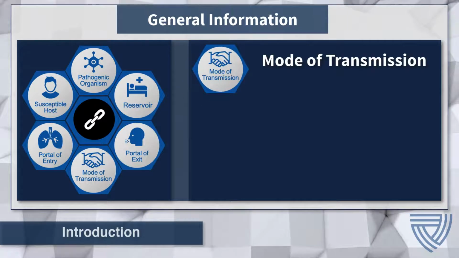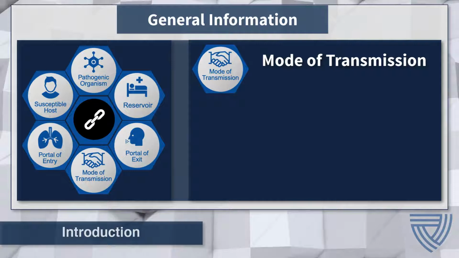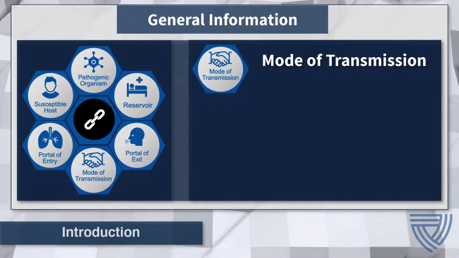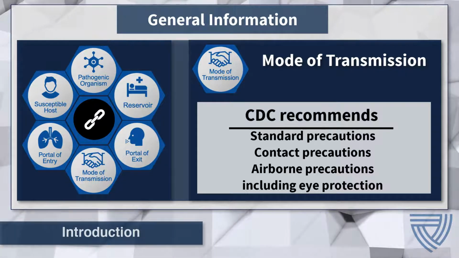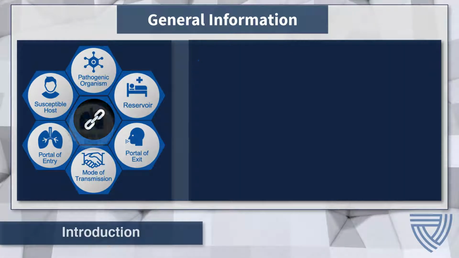The mode of transmission is the means in which the pathogen travels to a new host. The mode of transmission is contact, droplet, and airborne. For COVID-19, the CDC recommends standard, contact, and airborne precautions with eye protection.